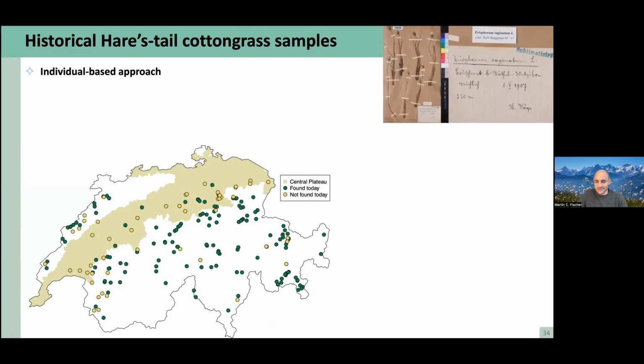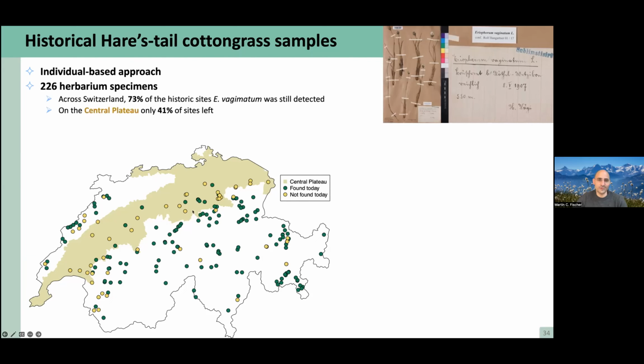And so for the hare's-tail cottongrass, we aimed for an individual-based approach. So we got 226 samples distributed across Switzerland. We tried to really spread them as much as possible. And Gabriel Ulrich went to the field this summer and visited all these sites again to see whether Eriophorum still is there, and he sampled contemporary samples if they were present. Interestingly, at 37% of the 226 locations, he could still find Eriophorum. These are all the green dots, whereas the yellow dots represent sites where he couldn't find any more Eriophorum vaginatum.